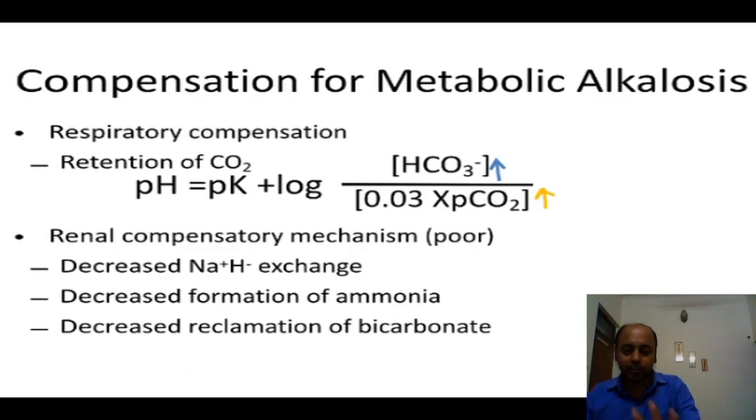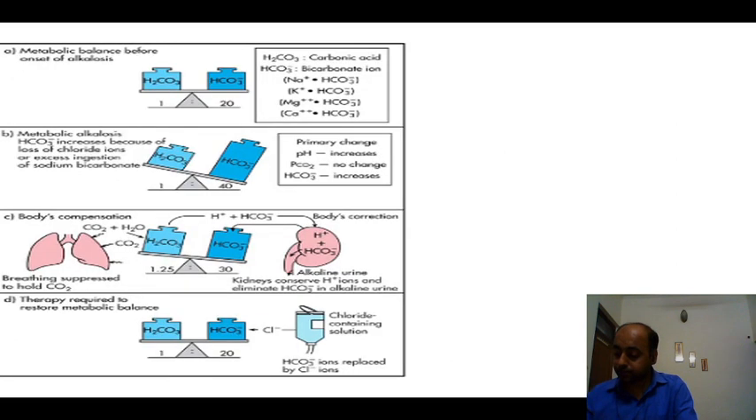I'll again show diagrammatically what I am saying. The bicarbonate has increased. Previously it was balanced, but now an imbalance has occurred. So there are two mechanisms: either you try to decrease it, by some action of the kidney; alternately you try to increase this value by the action of the lungs. Breathing is suppressed, so that more and more CO2 is retained in the body. This is partial compensation.